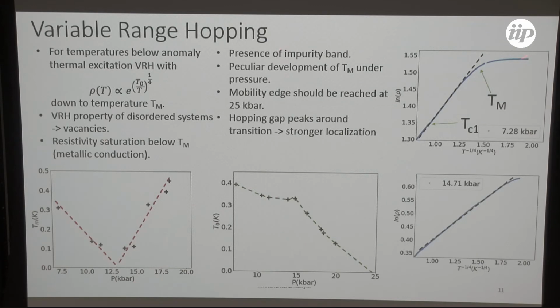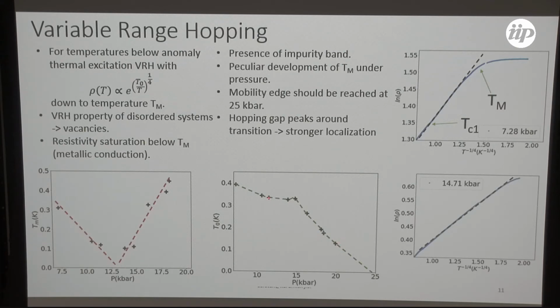If you associate this temperature here with the saturation temperature and look at it over pressure, you see that it develops in a peculiar way. It almost goes to zero here, and it starts from relatively high, then it goes up quite quickly. At the same time, when you look at T0, you see that it peaks around that area, and then it drops.